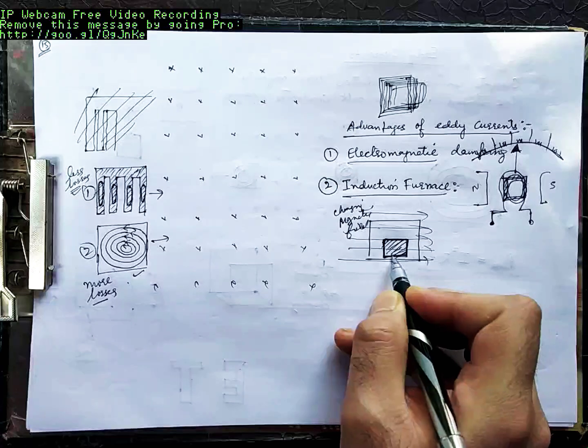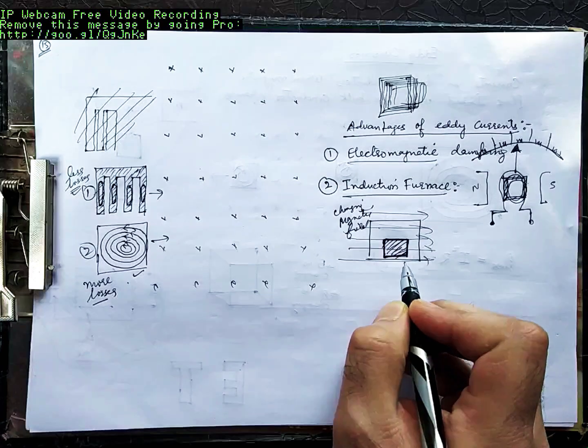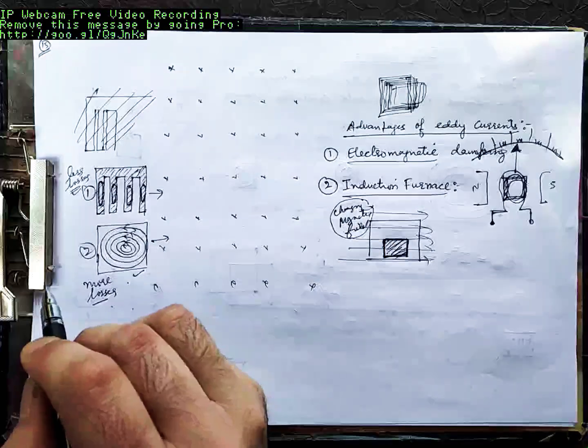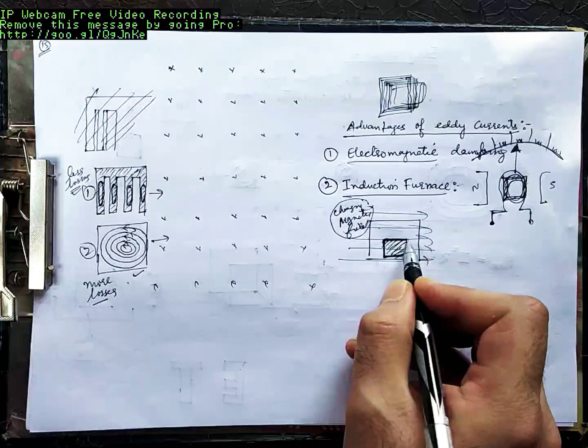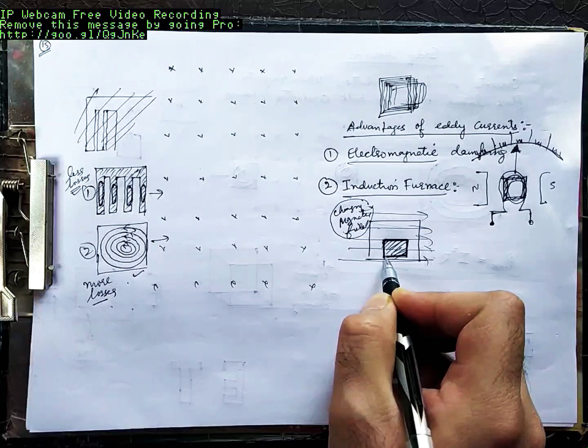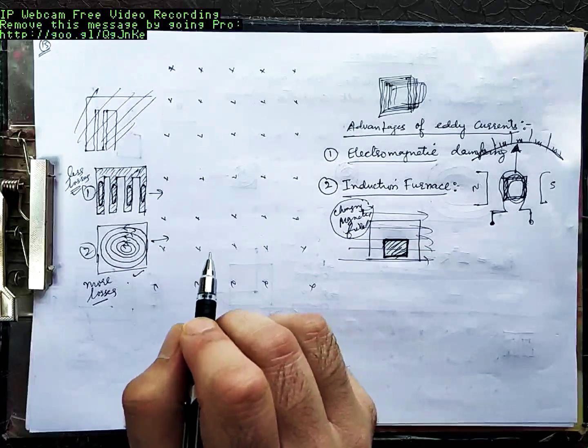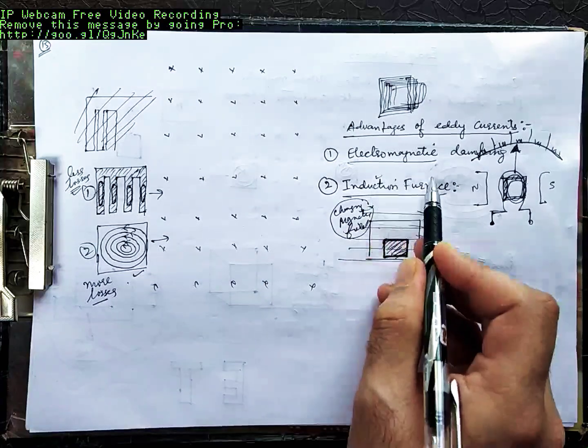If we keep on heating this metal by continuously changing the magnetic field over here, this will keep on heating up till the time this metal melts. That's what is basically known as induction furnace.